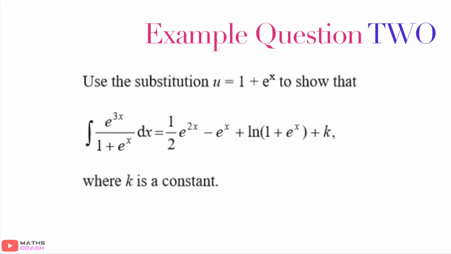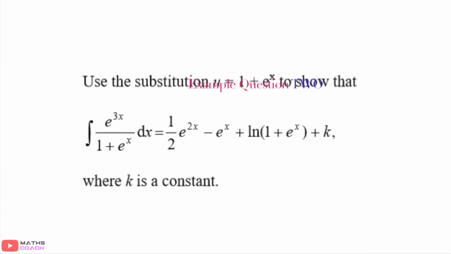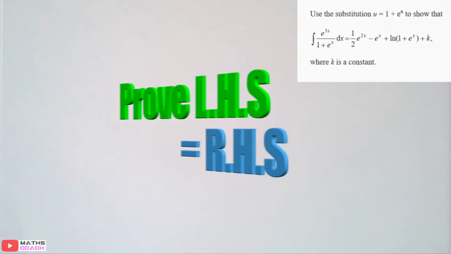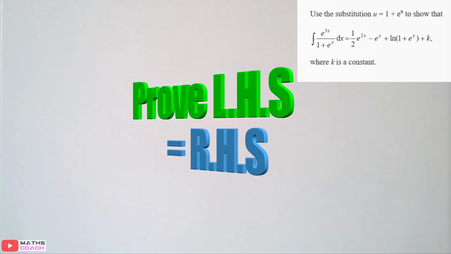Okay, let's move on to example 2. So let's look at the question. We have: use the substitution u equals 1 plus e to the power x to show that the integral of e to the 3x over 1 plus e to the x dx is equal to half e to the 2x minus e to the x plus ln of 1 plus e to the x plus a constant k. So this is a show-that question.